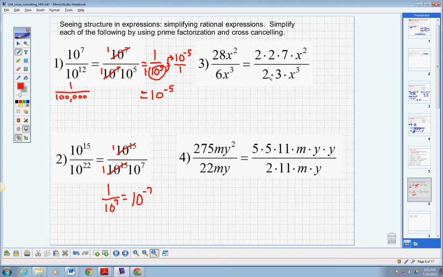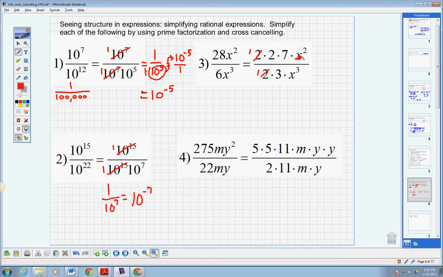I rewrite 6 as 2 times 3. The reason I do that is because I know I have it in its basic form. If it's in its basic form, if it has any common factors, they will show themselves. So again, that's like saying 1 over 1. I don't see any other common factors other than the x's here.